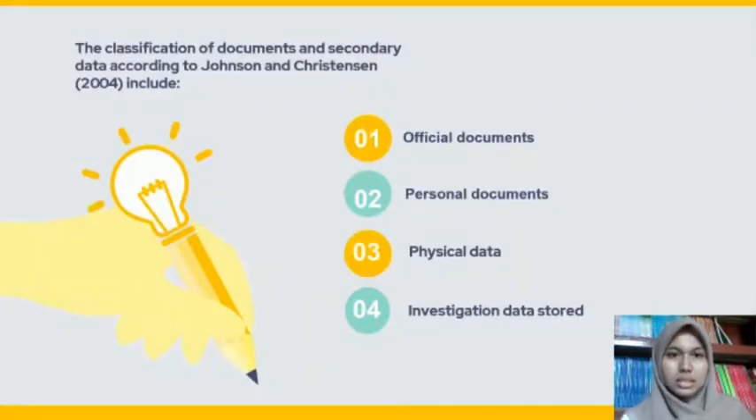Next slide is the classification of documents and secondary data according to Johnson and Christensen 2004, which includes the first one is official documents, personal documents, physical data, and the last one is investigation data store.